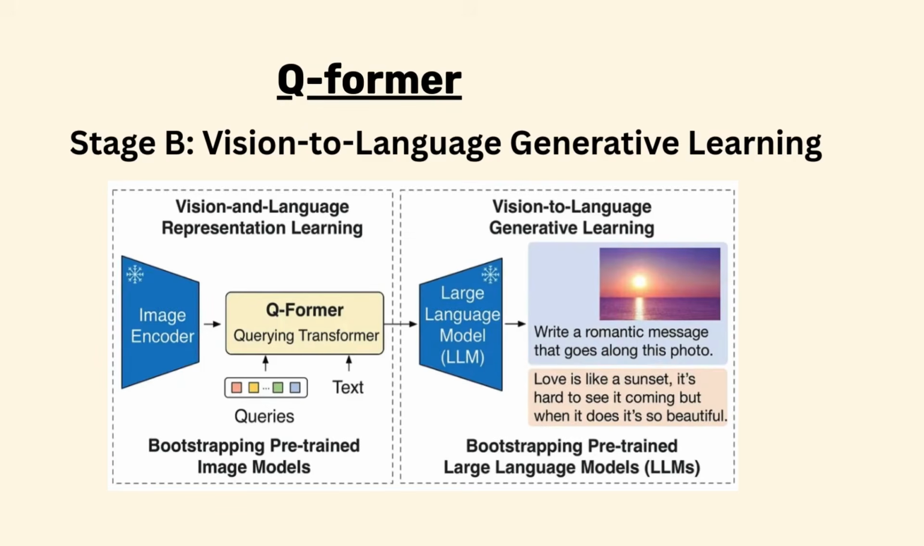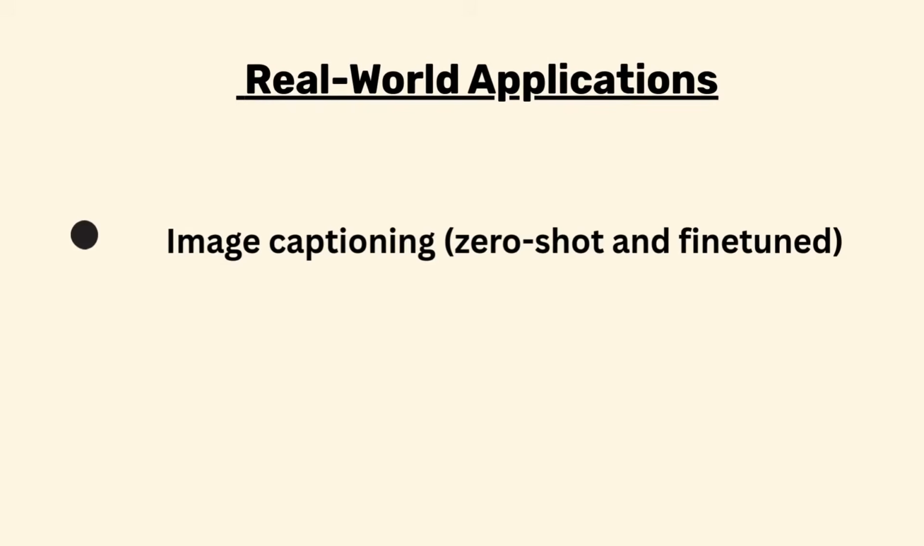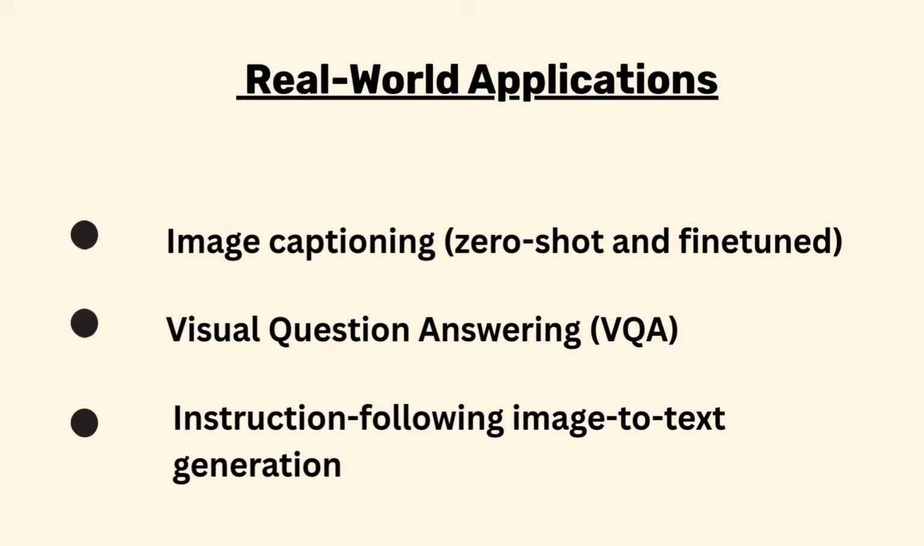To summarize everything that we've learned today about BLIP-2, we're going to look at the real-world applications of BLIP-2. We can use BLIP-2 for image captioning, and we can also use it for visual question answering. It can also be used for instruction-following image-to-text generation.